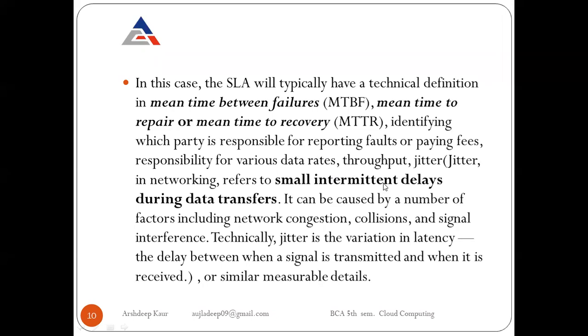Next term we have is jitter. Jitter is a very important term in computer networks. It means the delay during the transfer of data. It means how much delay we get during the transfer of data. The reason for the delay may be network congestion, collisions, or signal interference. These may be the reasons for delay in the traffic.